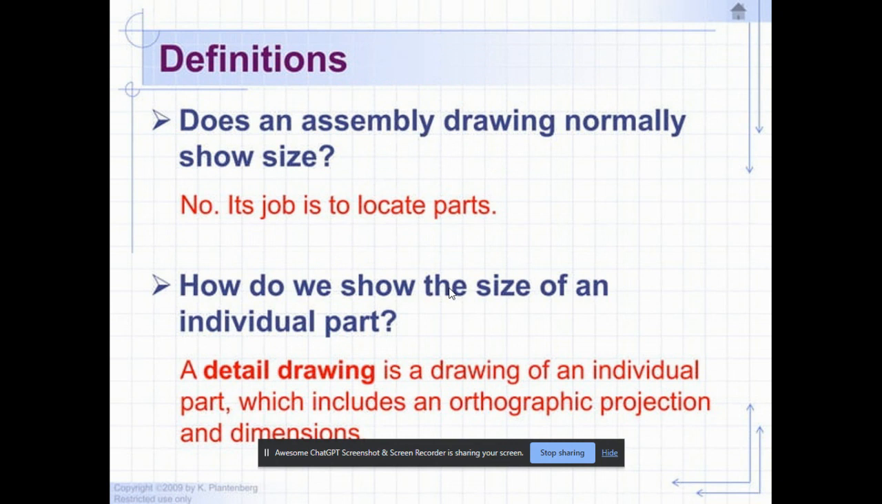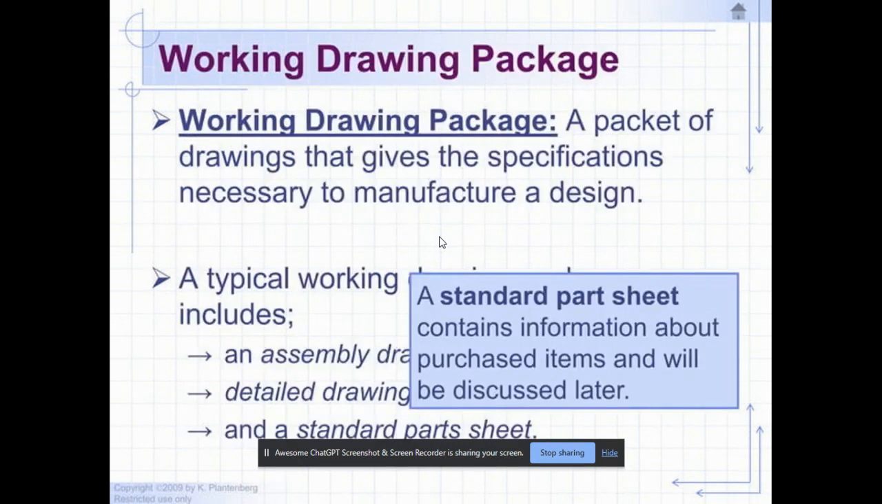How do we show the size of an individual part? That leads to the detailed drawing. The detailed drawing is a drawing of the individual parts, which includes the orthographic projections, right? Sometimes you are required to produce the two necessary views, either the top view, the front view, or the side view, depending on what you want to do. The detailed drawing includes the dimensions, all the necessary tolerance if possible, and the things that are required to show us the detail of a particular part.